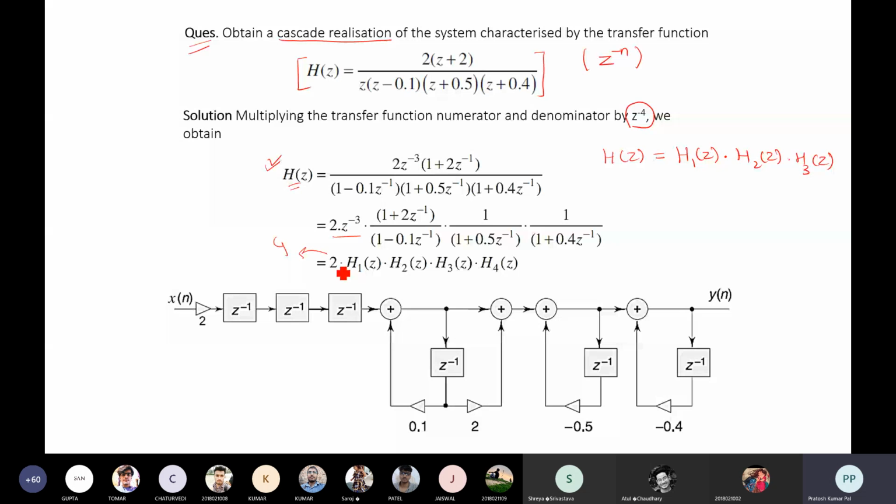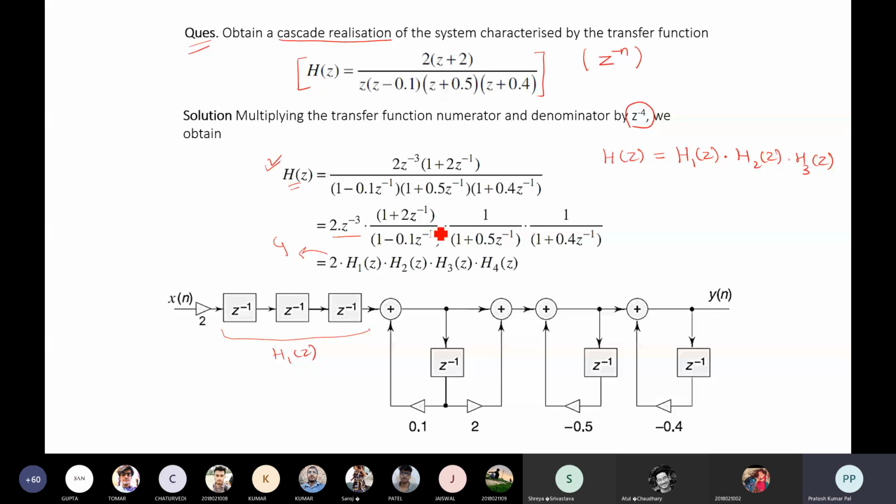To realize the cascade, they will be multiplied across the whole system, so it will be just multiplication. Then h1(z) is z to the power minus 3. That means 3 delay elements are there, so 3 delay elements will be used: 1, 2, and 3. So this is the h1 of z.